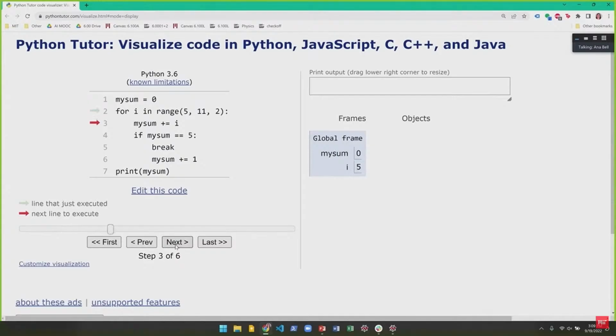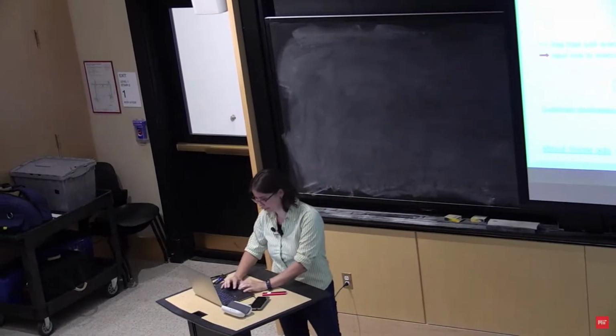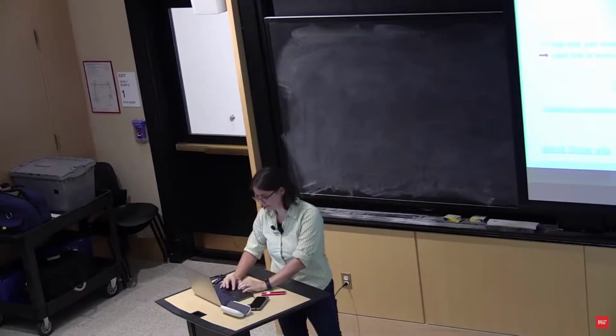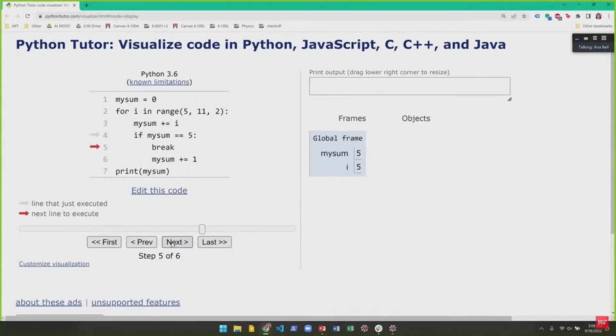So the first time through the loop, I will be 5. We're going to add I, which is currently 5, to MySum. So 5 plus 0 makes MySum 5. And then we immediately see the break, right? Because if my sum equals 5 is true, we go inside and we immediately see the break statement. This line will never get executed, so we're never going to increment my sum by 1. So the break immediately breaks out of our loop.